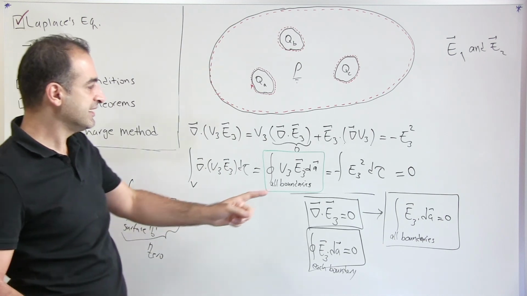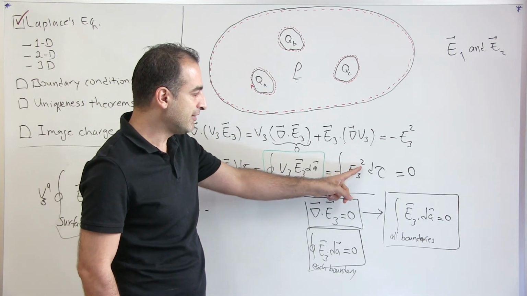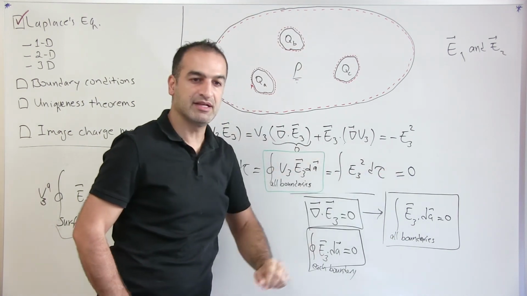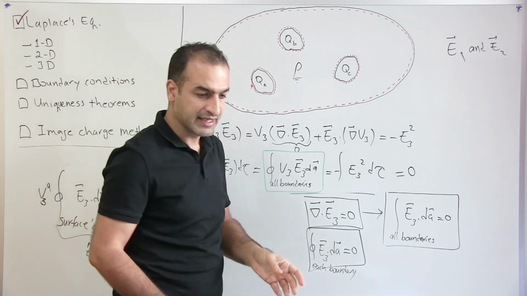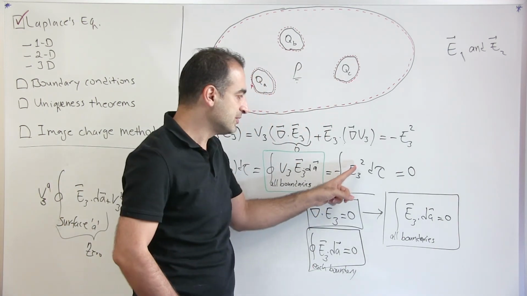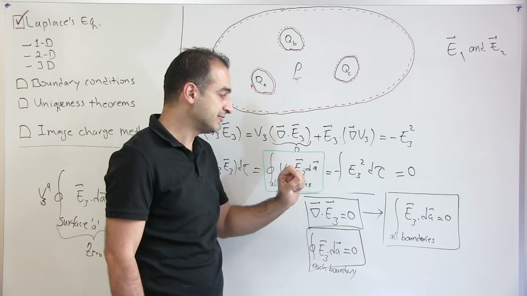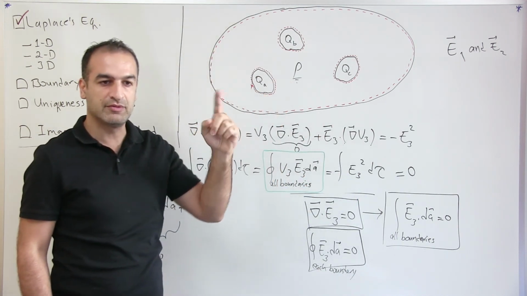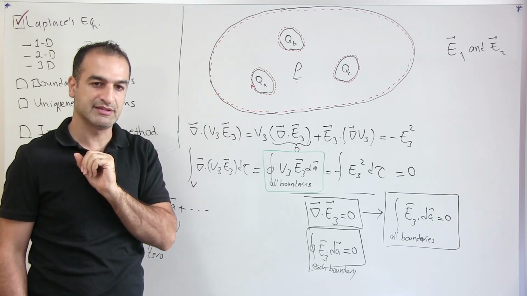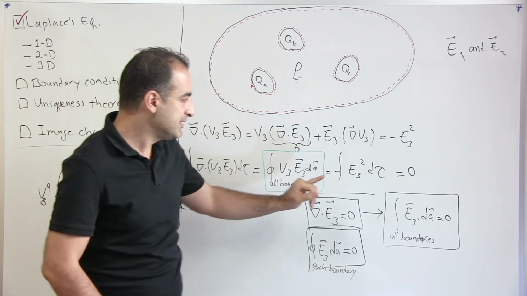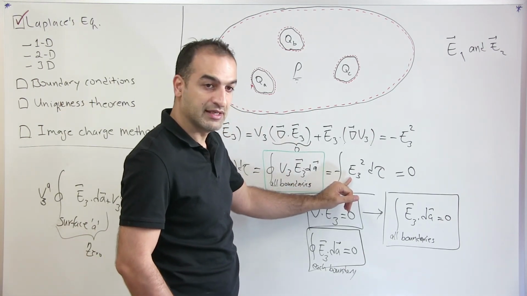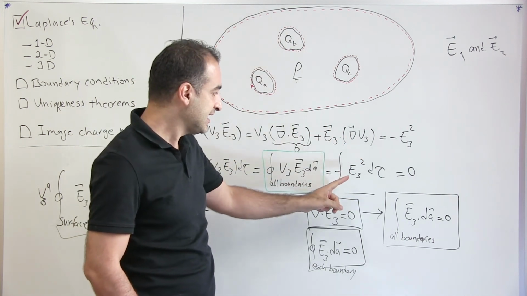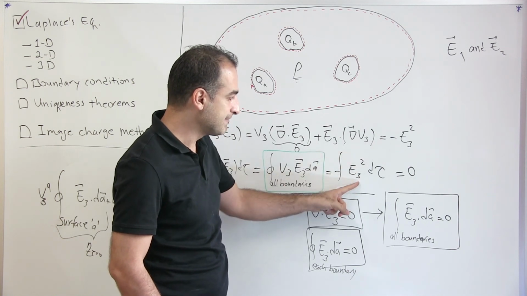So if you integrate E3 to the power of 2 over the whole space, over the whole volume, that must be 0. And if you look at this integrand, this is magnitude to the power of 2. Think about this: this integrand can be either 0 or positive at any point in space. It can never be negative. So it has to be either 0 or positive here.